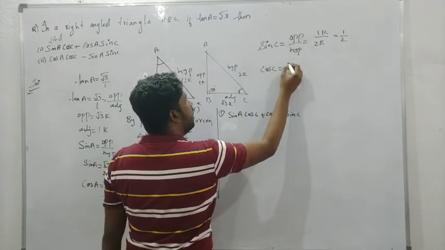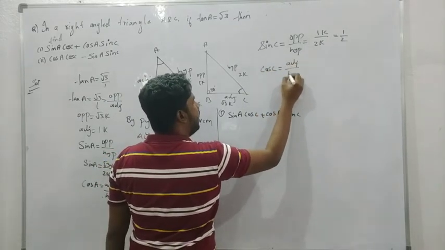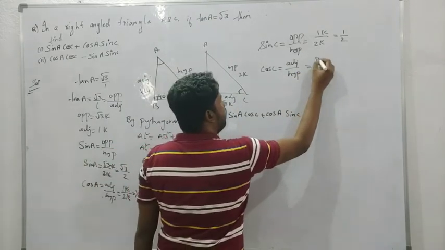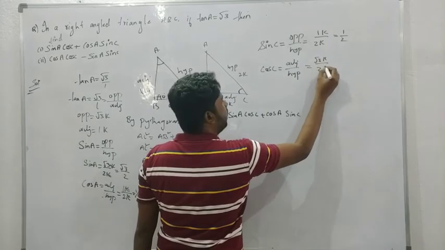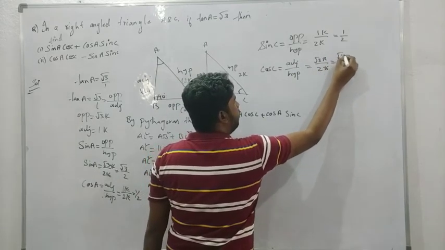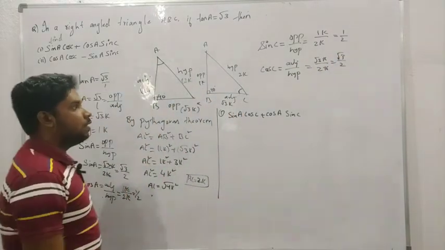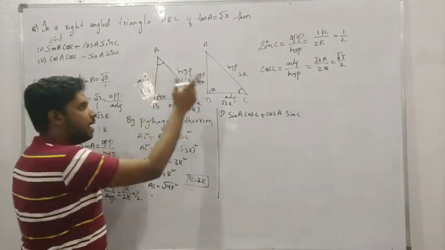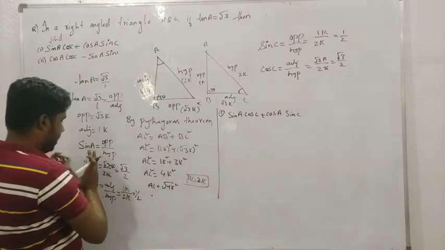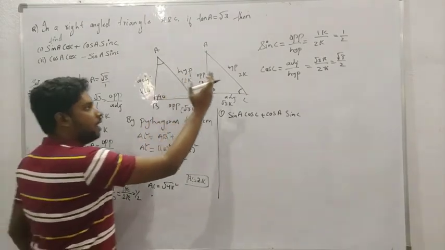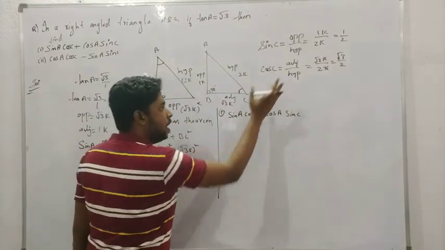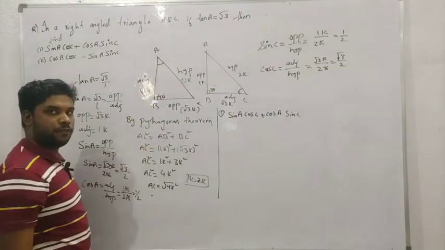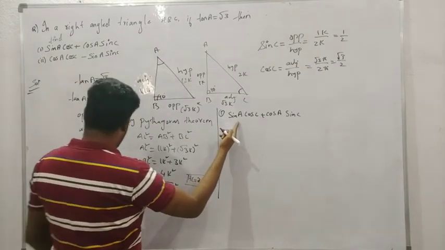Similarly cos C. Adjacent divided by hypotenuse. Adjacent is root 3k divided by 2k. K gets cancelled, root 3 by 2. Try to draw two separate diagrams, taking angle A in one and angle C in the other. Then you can find sin A and cos A from one figure, and sin C and cos C from the other. If you take one figure and draw both angle A and angle C, you get a little bit of confusion.